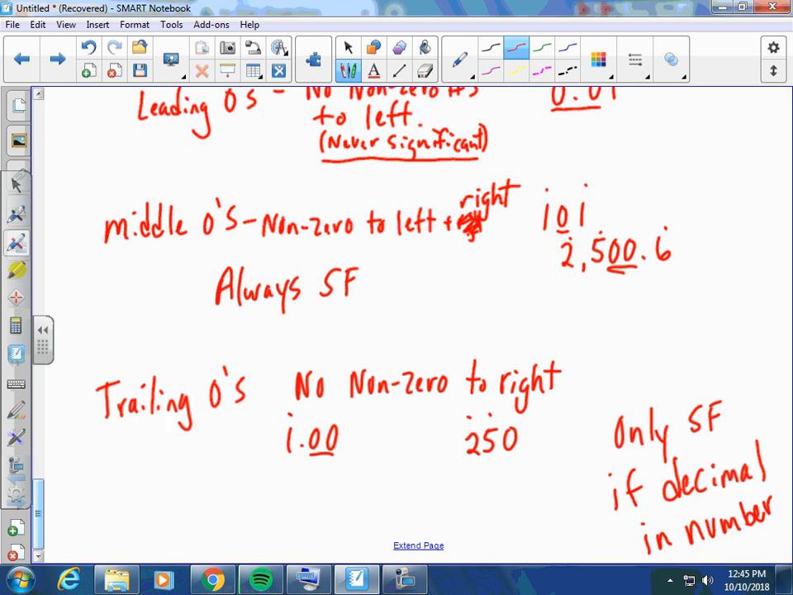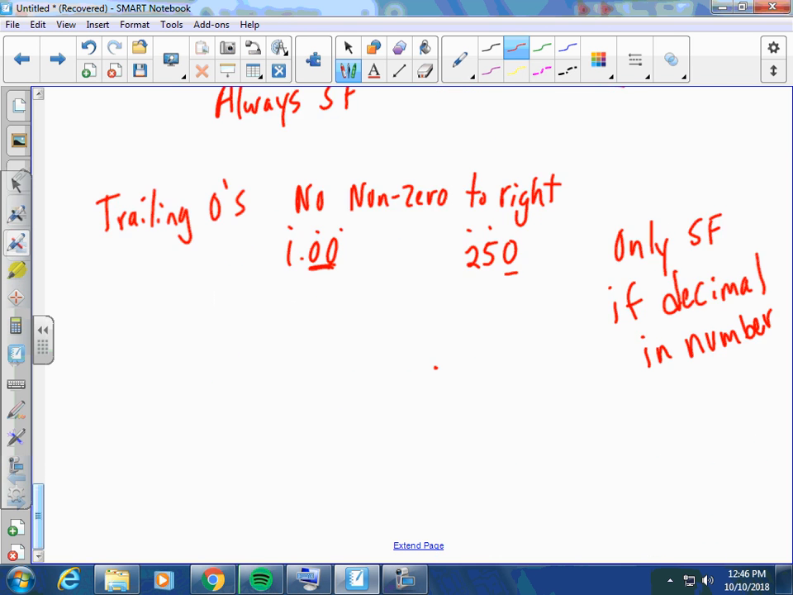Okay, so in the first case, these are trailing zeros. There is a decimal in the number, therefore they count. So that would have 3 significant figures. This one here, 250, that's a trailing zero. There's no decimal in the number. It does not count. There are only 2 significant figures there. Does that make sense? And one more practice.